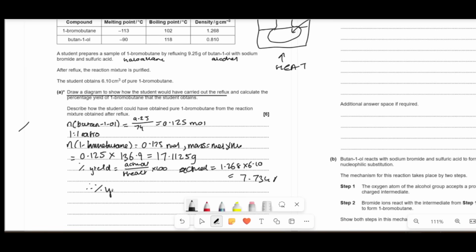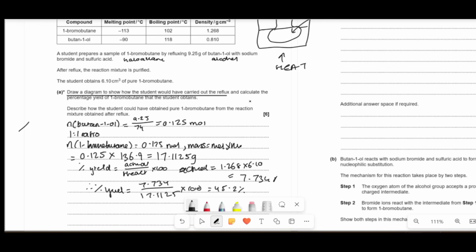Therefore, their percentage yield is 7.734 divided by 17.1125, times 100, which gives you a percentage yield of 45.2%.